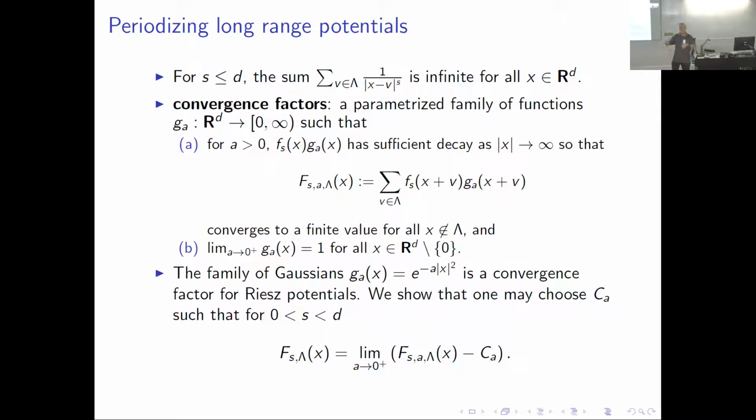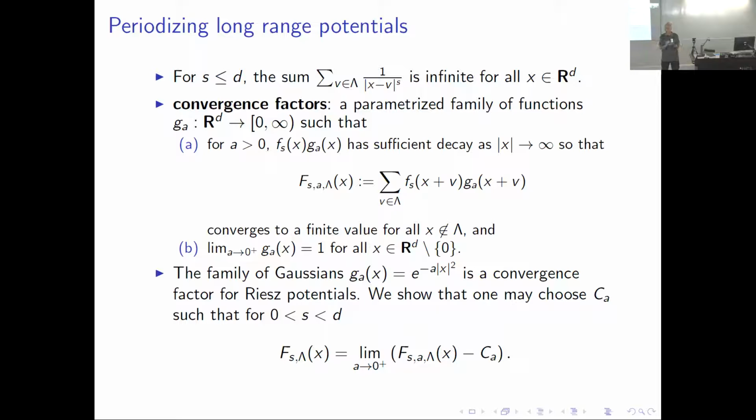Okay, so you accelerate the decay. You could have a window function that truncates. You want sufficient decay so that you can form these sums, and then it's a family, and so you want that as this parameter, typically you use 0. Certainly this would work for the Gaussians.